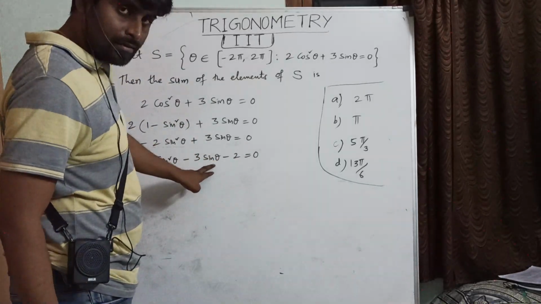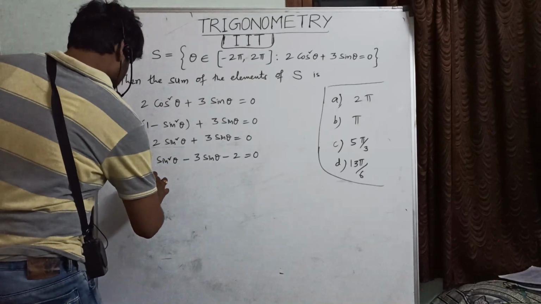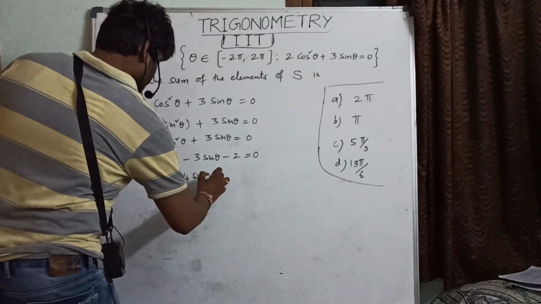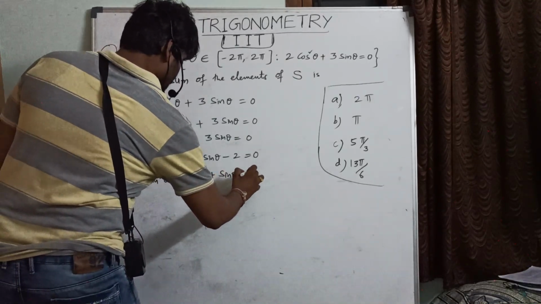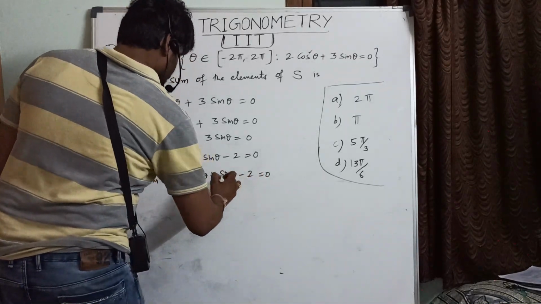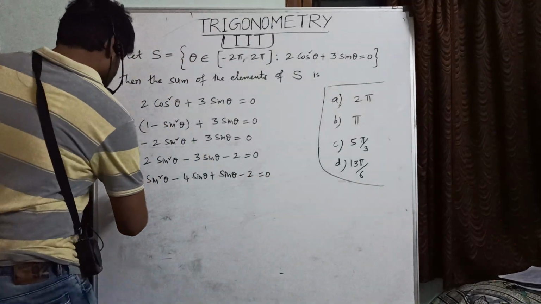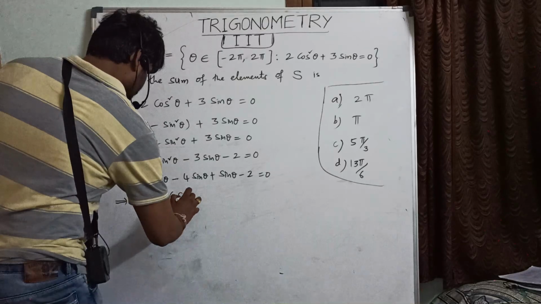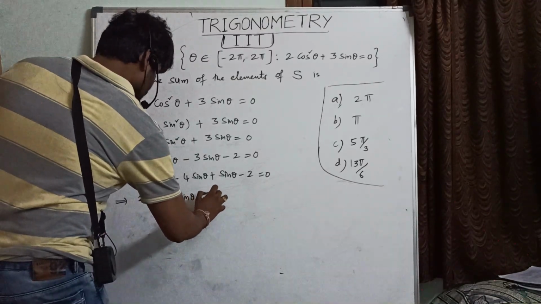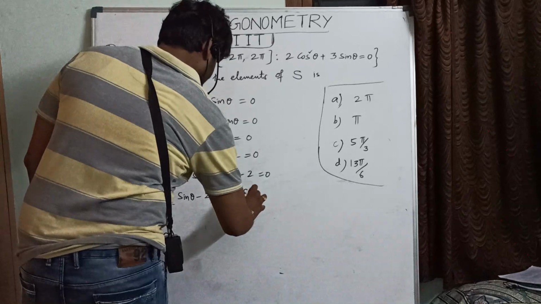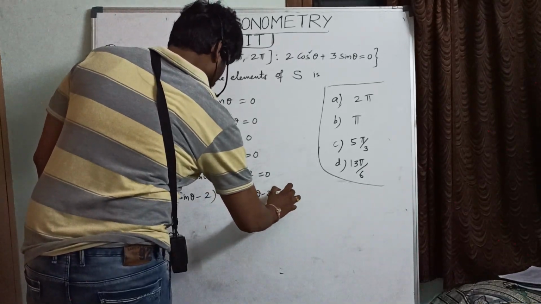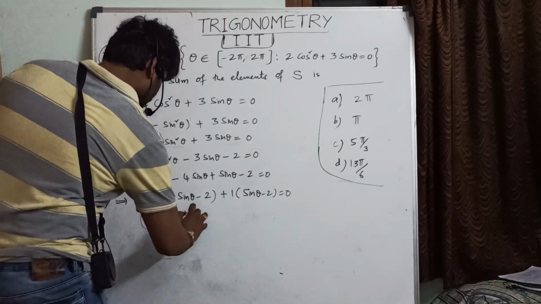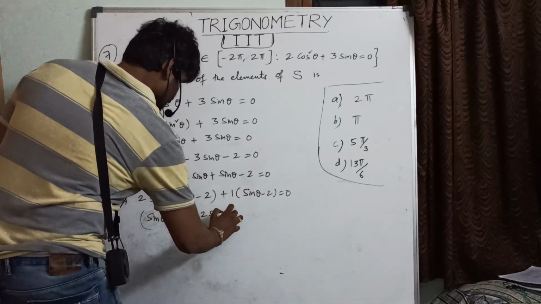So what are the roots here? Minus 4 plus 1. Okay, so 2 sin square theta minus 4 sin theta plus sin theta minus 2 equal to 0. Okay, so from these two what can I take out common? 2 sin theta common there. So 2 sin theta if I take out common, sin theta minus 2, plus 1 into sin theta minus 2. Okay, so what are the possible values we can get here? Sin theta minus 2 I can take out common. So 2 sin theta plus 1 equal to 0.